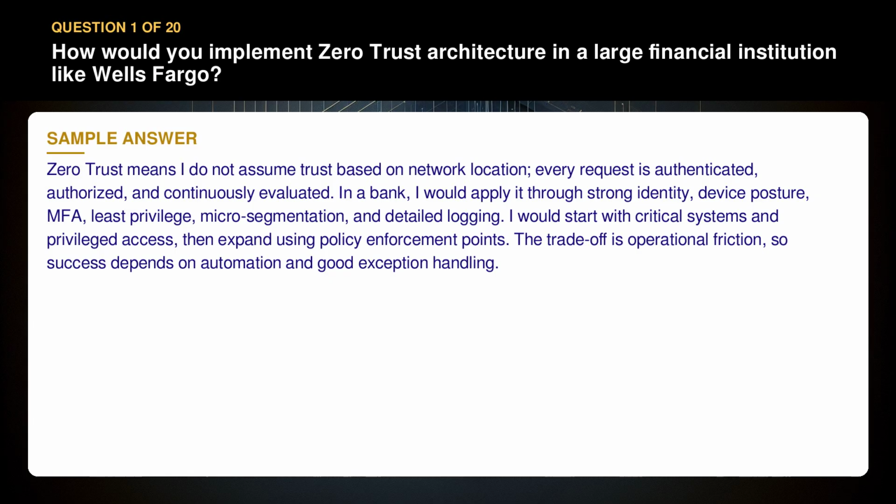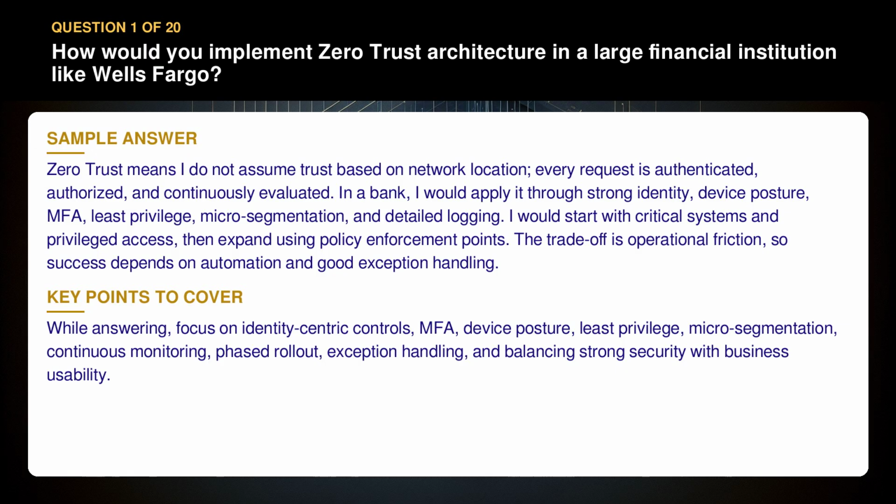I would start with critical systems and privileged access, then expand using policy enforcement points. The trade-off is operational friction, so success depends on automation and good exception handling. While answering, focus on identity-centric controls, MFA, device posture, least privilege, microsegmentation, continuous monitoring, phased rollout, exception handling, and balancing strong security with business usability.